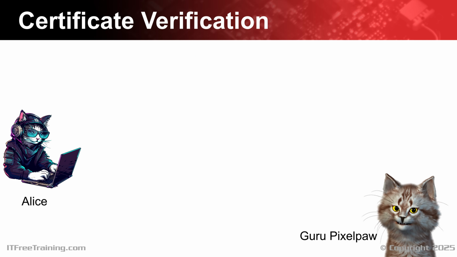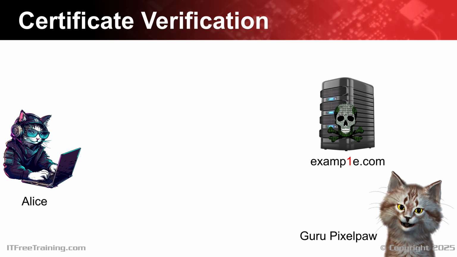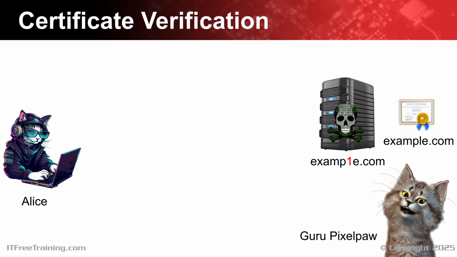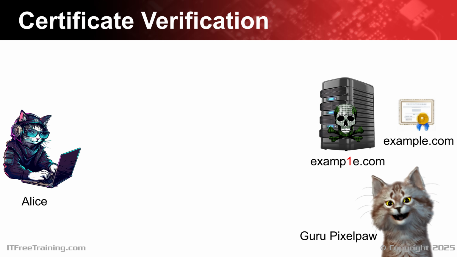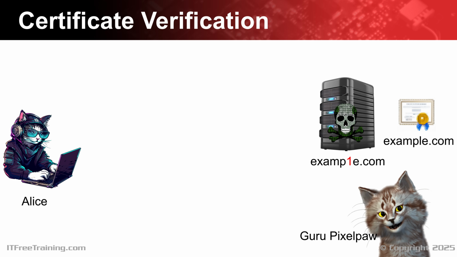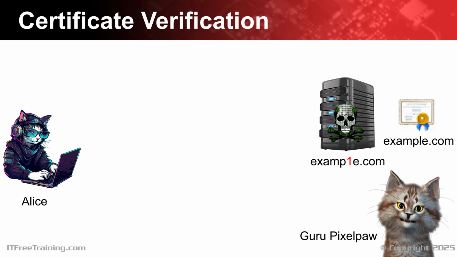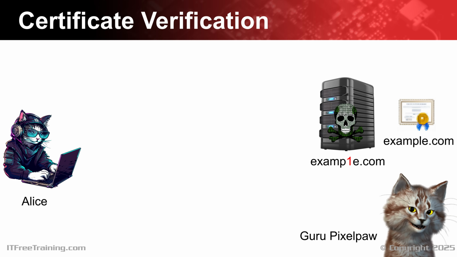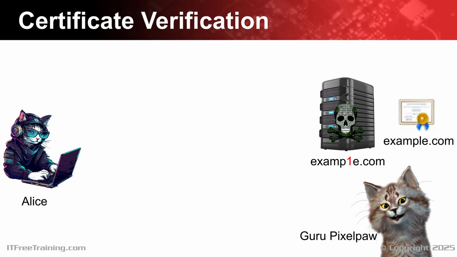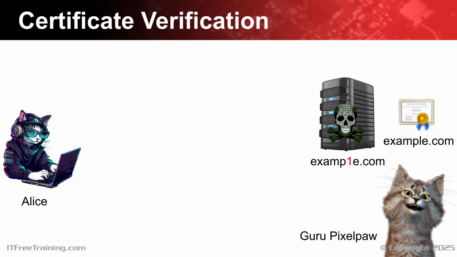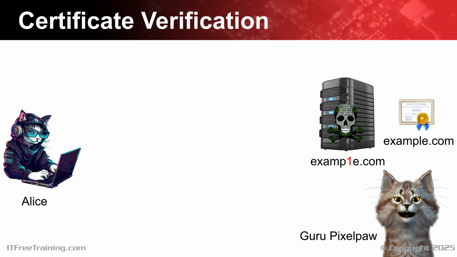There are a number of checks that are done when a device receives a certificate to verify it is authentic and can be used for that website. I have set up a fake website using the domain name example.com, but I will change the L to a 1. To make the website real, I have used the example.com certificate. Now all I need to do is trick Alice into going to my fake website.